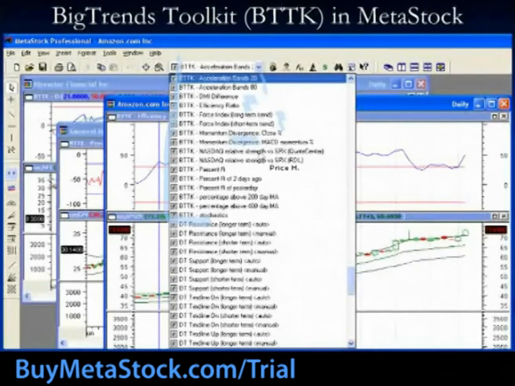I've got a divergence indicator here. You can see divergence is going to help you really spot when you have a true breakout versus when you have a fake out. You can also get my favorite market timing tool, the NASDAQ relative strength versus the S&P.